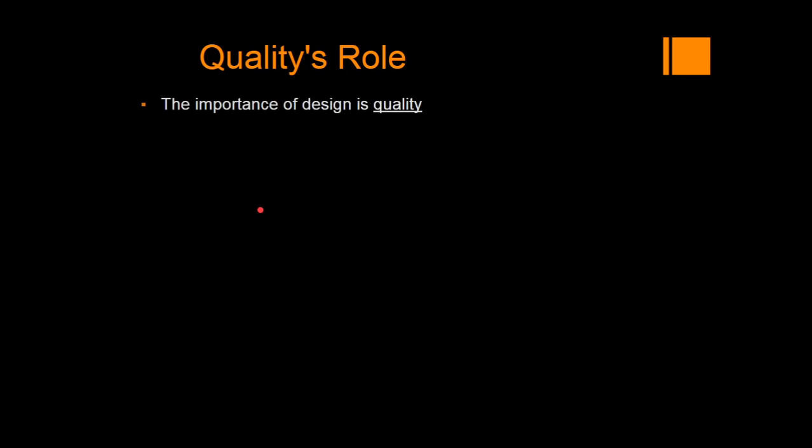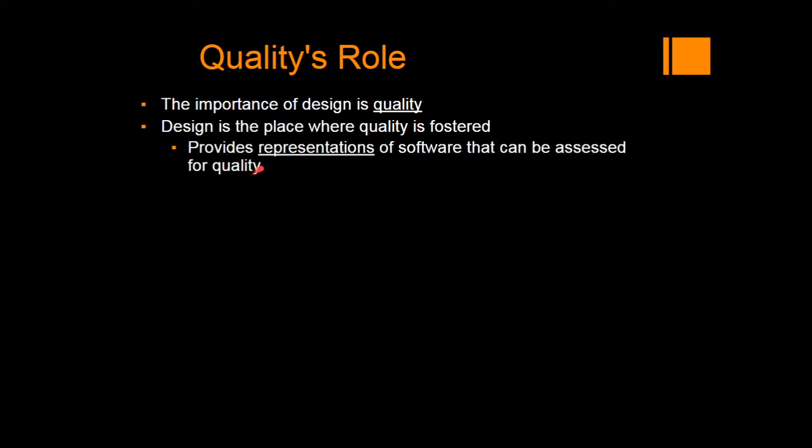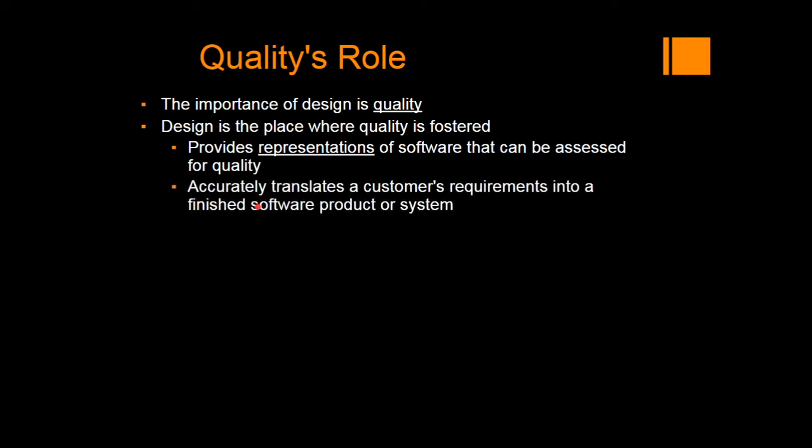So that's all about the tasks of this design. Now let us see the quality of the design. Here quality is always important, and design is the place where the quality is fostered. Provide representations of software that can be assessed for quality. We have many standards in quality checking, so we have to go by the standards so that we can provide the representation of the software. Representation is how the design is presented using the tools and techniques, so that the product can be assessed for its quality.